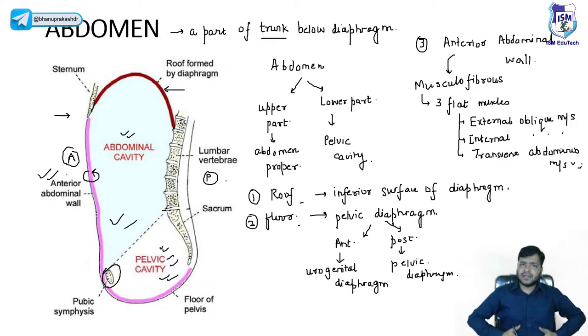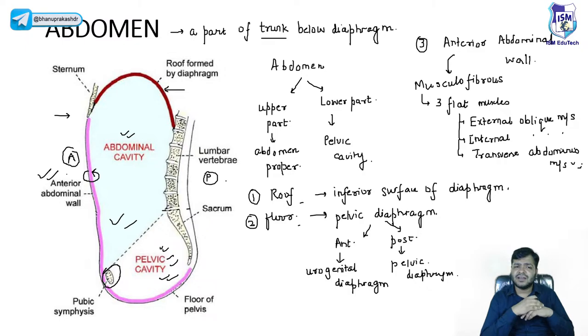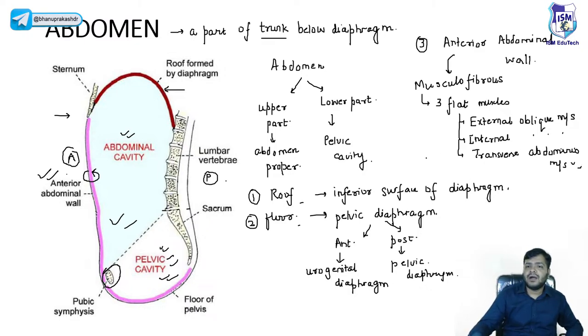The anterior part of your abdomen is a musculofibrous structure. There are more muscles also, but in the midline there is the aponeurosis part. So these are the external oblique, internal oblique, and transverse abdominis. There are other muscles also: the rectus abdominis muscle and the pyramidalis muscle. So we actually have five muscles that I will discuss separately.